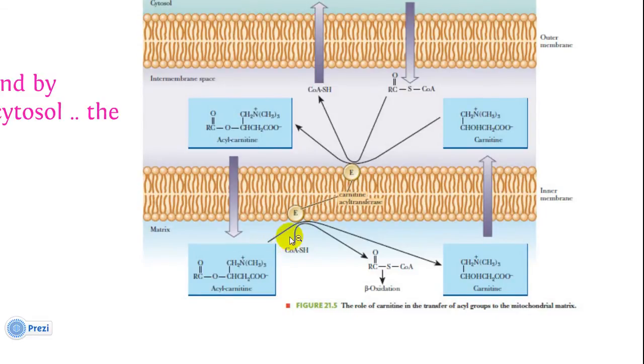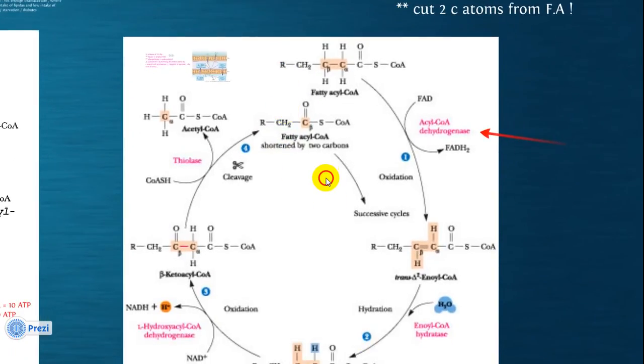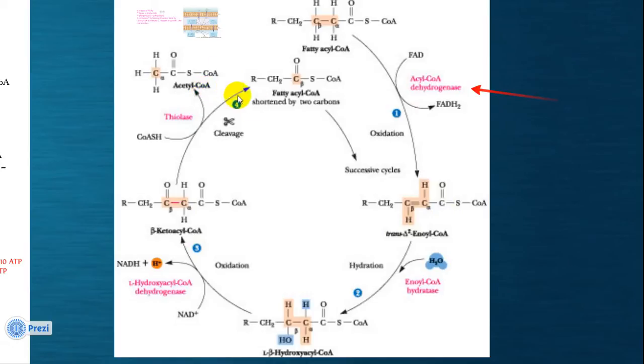Now we will go to the beta oxidation. The beta oxidation pathway is very simple. We have only 4 reactions. 2 of those reactions are oxidation reactions. Remember, in general, in catabolism reactions, we will see oxidation reactions. We will see dehydrogenase enzymes.